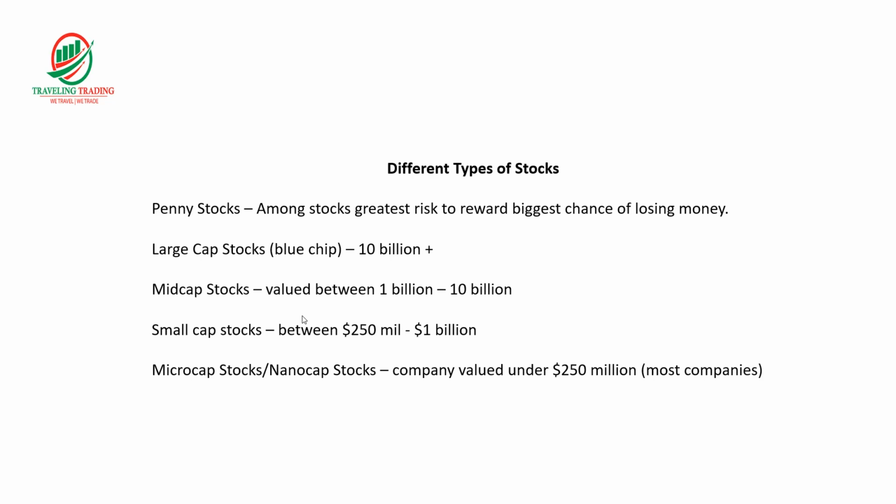Different types of stocks. This is something you guys need to know as well. We're getting through this, guys. Different types of stocks. There's penny stocks, large cap stocks, mid cap stocks, small cap stocks, micro cap stocks, and nano cap stocks. Okay. Now, penny stocks are the cheap ones. Biggest risk, biggest reward, and chance to lose your money.